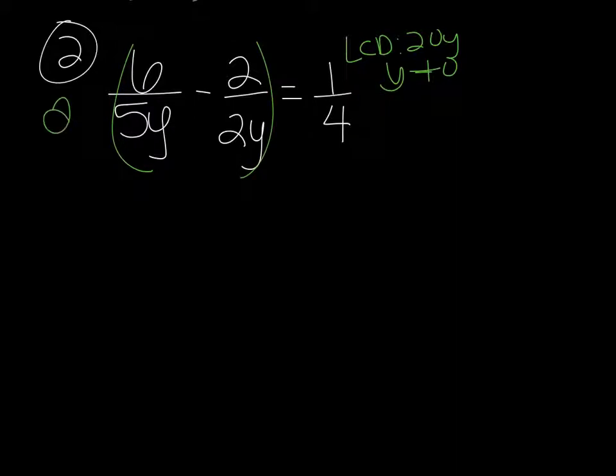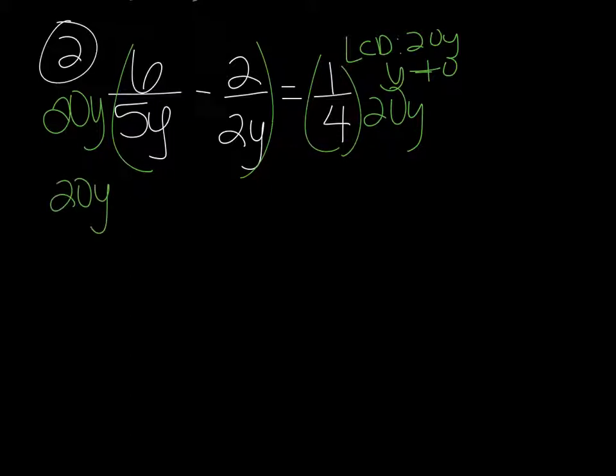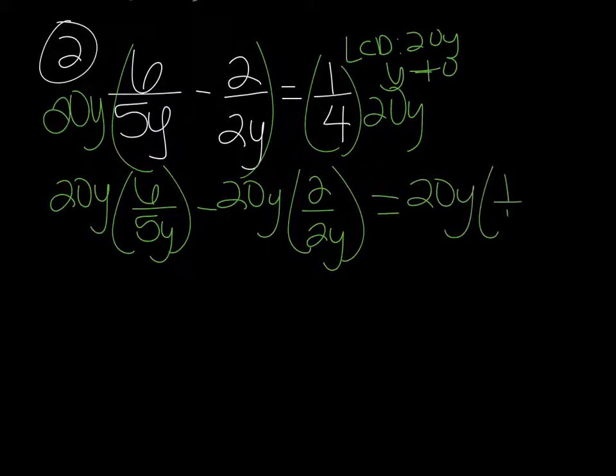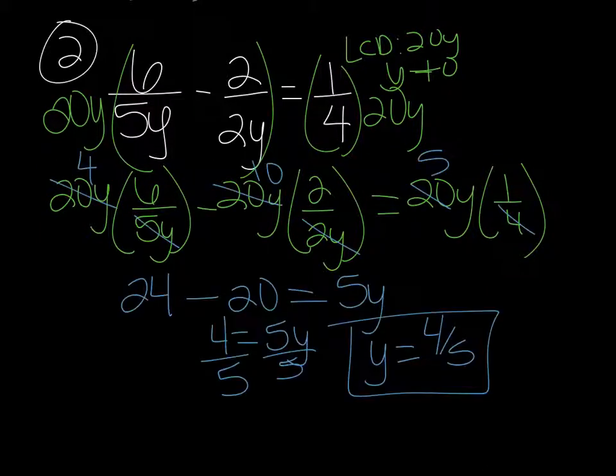Multiply both sides by my least common denominator, which is 20y. So I have 20y times 6 over 5y minus 20y times 2 over 2y equals 20y times 1/4. Okay, I want you guys to go through this one, finish this one, cancel out your denominators, and solve your equation, see what you get. Okay, hopefully you got y equals 4/5.